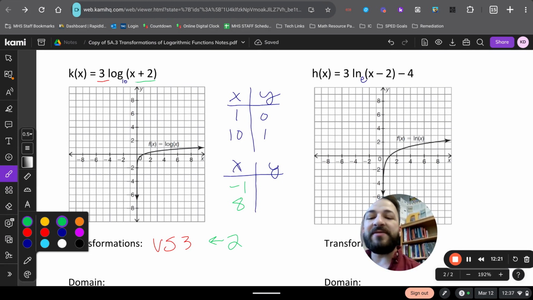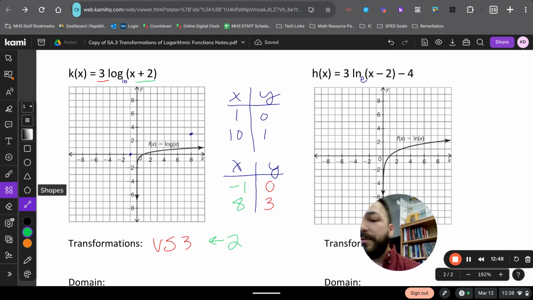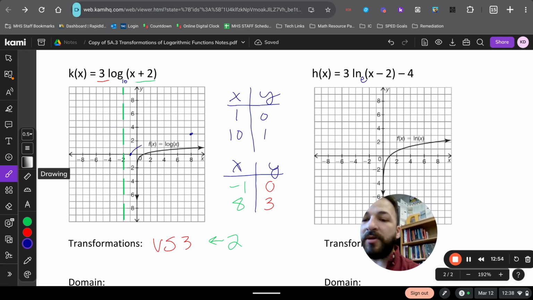And then for my y values, my a is going to affect my y values, and I multiply a, so 0 times 3 would still be 0, but 1 times 3 would be equal to 3. So we get the new points -1, 0, and 8, 3. So -1, 0 here, 8, 3 up here. And we can add in our asymptote, which based on our c value, we know is going to be at -2. And that helps frame our logarithmic function just a little bit as we connect our dots there.